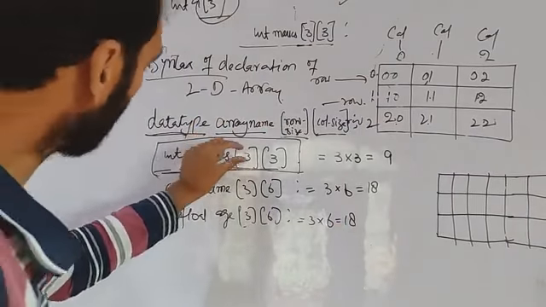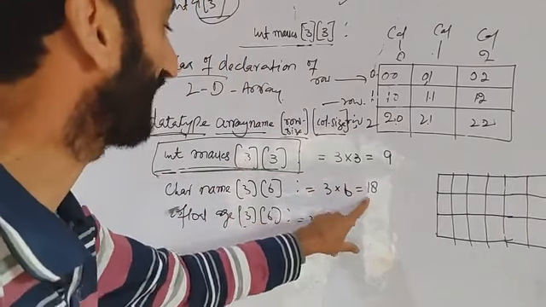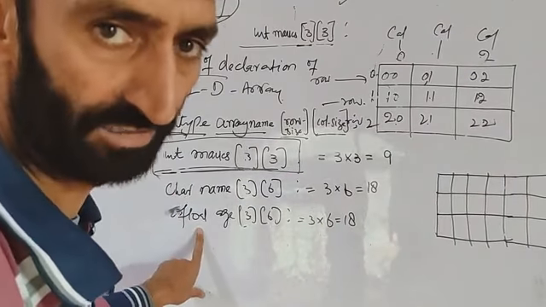We can store how many elements here? We can store 9 elements of type integer. Here we can store 18 elements of type character. Here we can store 18 elements of type float in this type declaration.